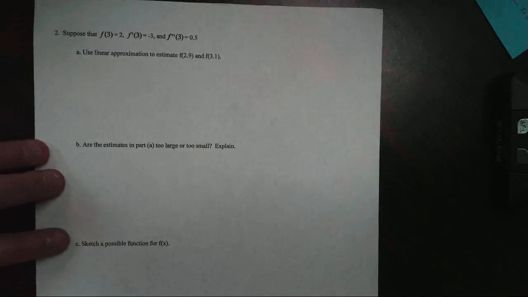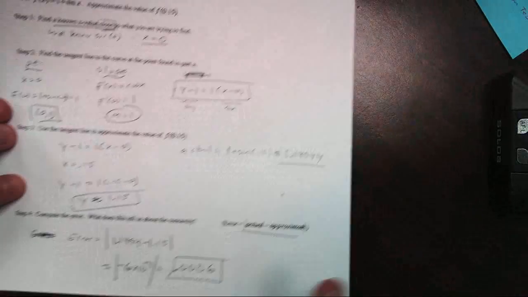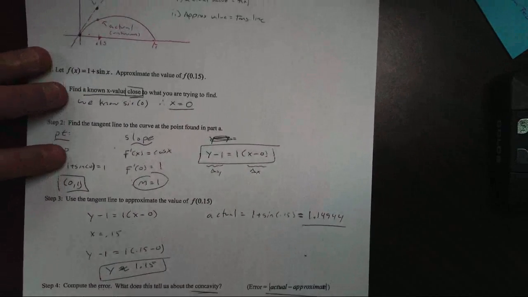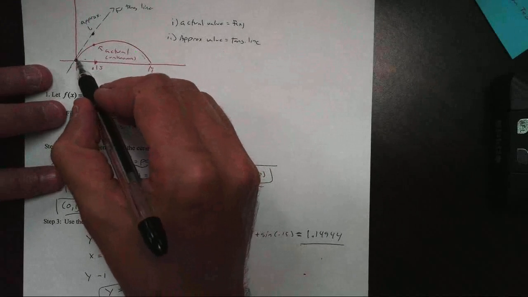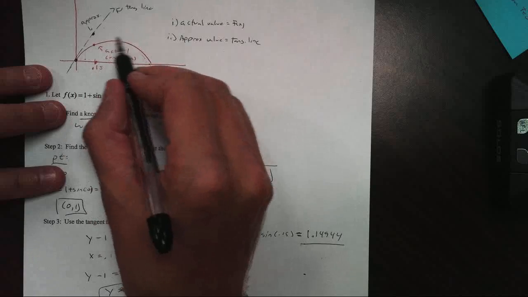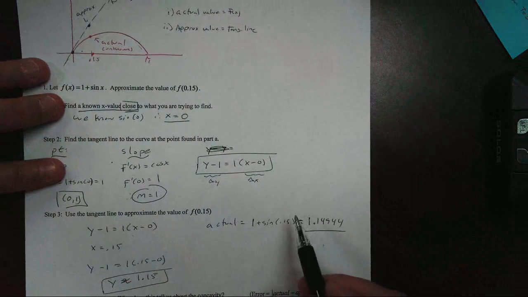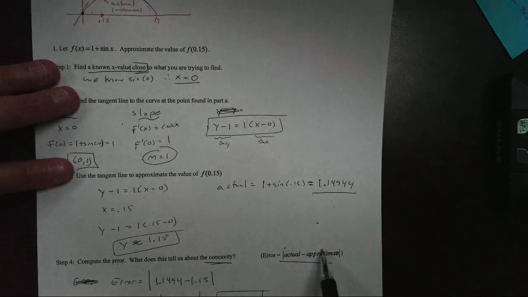Now, here we have something. Oh, we forgot to answer one more thing. It asks us about this idea of concavity. Well, if you look at the graph, it is concave down. My tangent line, therefore, is going to be above it. No matter how I try to draw my tangent line, it's always going to be above it. Well, that's telling us something about a relationship between the approximate and the actual value.